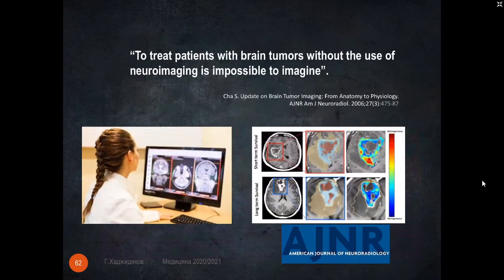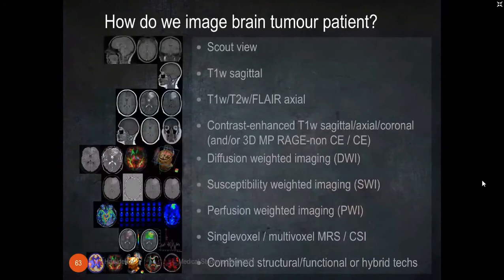I like this statement from the American Journal of Neuroradiology very much. The author says that to treat patients with brain tumors without the use of neuroimaging is impossible to imagine. That's why we really need this MRI imaging, with modern, not only conventional, but also advanced techniques. This slide shows how we can image patients with a brain tumor. Again, listed in white are the conventional techniques, and in red are listed the most modern advanced techniques.